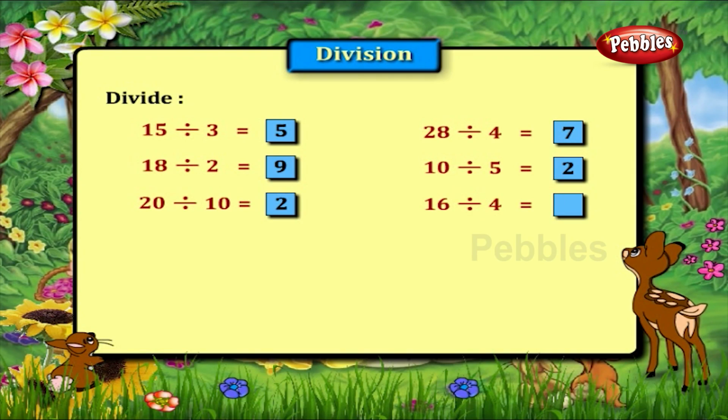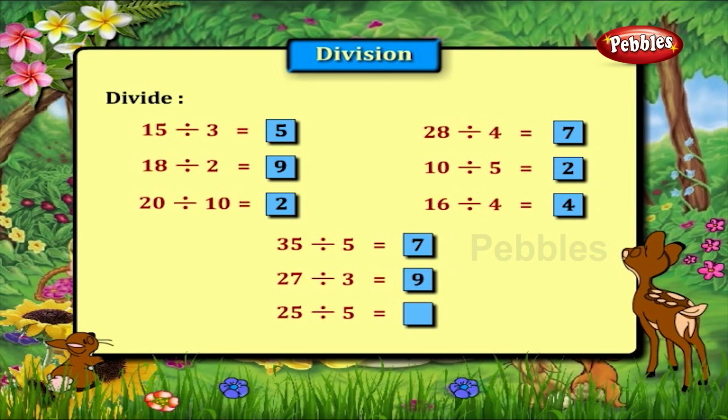16 divided by 4 is equal to 4. 35 divided by 5 is equal to 7. 27 divided by 3 is equal to 9. 25 divided by 5 is equal to 5.